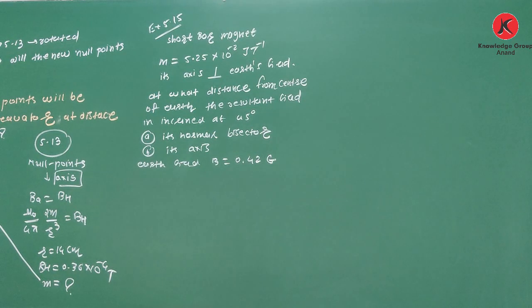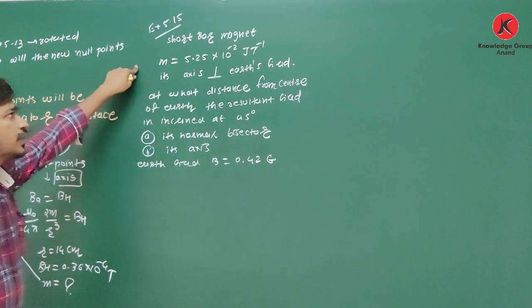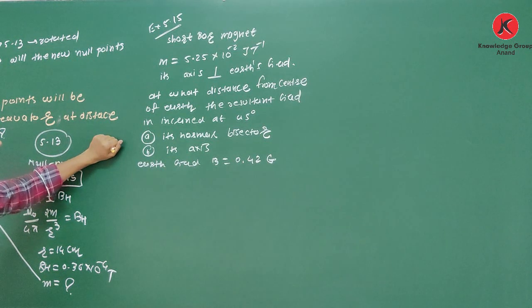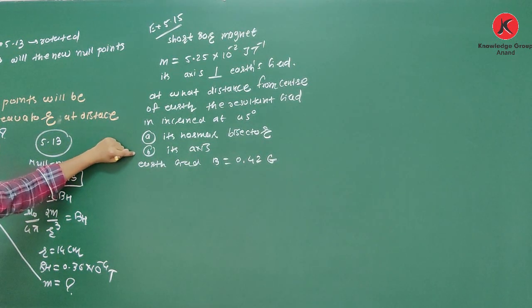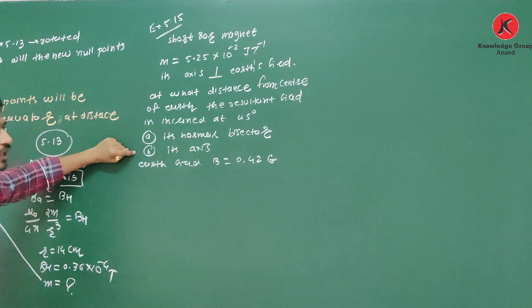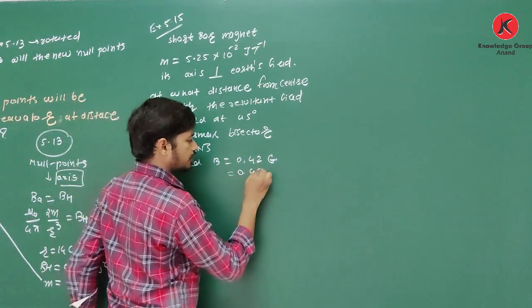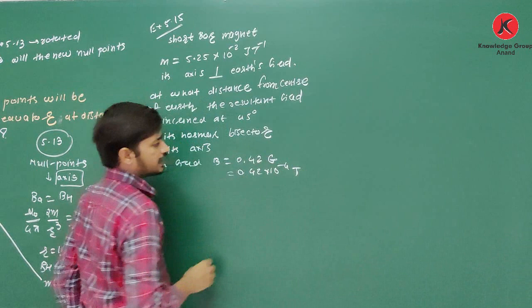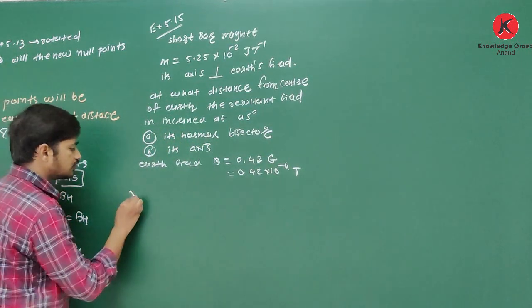See, exercise 5.15. A short bar magnet having magnetic moment 5.25 into 10 raised to minus 2 joule per Tesla is placed such that its axis is perpendicular to Earth's field. At what distance from the center of Earth is the resultant field inclined at 45 degrees, first on its normal bisector and then on its axis? Earth's magnetic field is equal to 0.42 Gauss, or we can say 0.42 into 10 raised to minus 4 Tesla. See, first of all we will understand one general concept.